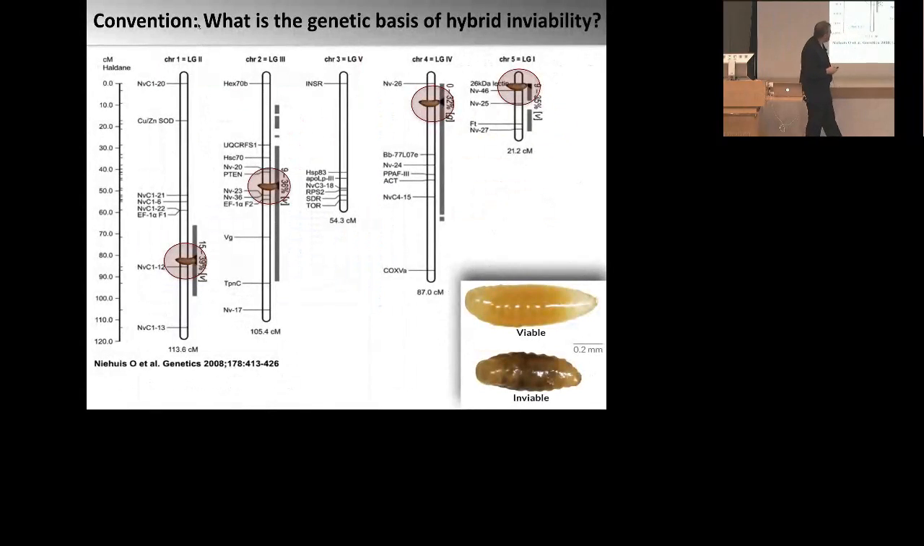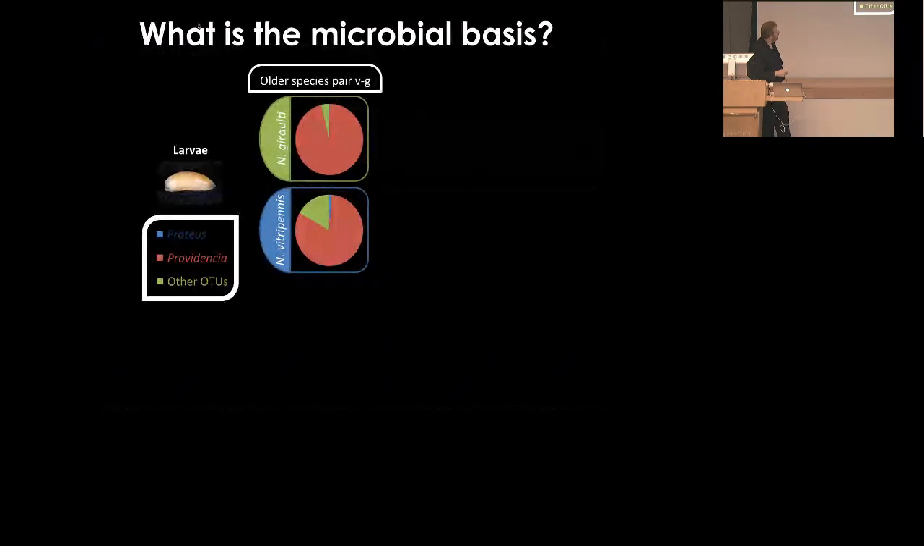So a little bit more about the genetics of it. The convention for this system is to ask, what is the genetic basis of hybrid inviability? Jürgen Gadau's group has mapped these particular QTL regions across the five chromosomes of Nasonia and been able to link these regions to the genetic factors that underlie hybrid inviability. But we can also ask, what is the microbial basis of this inviability?